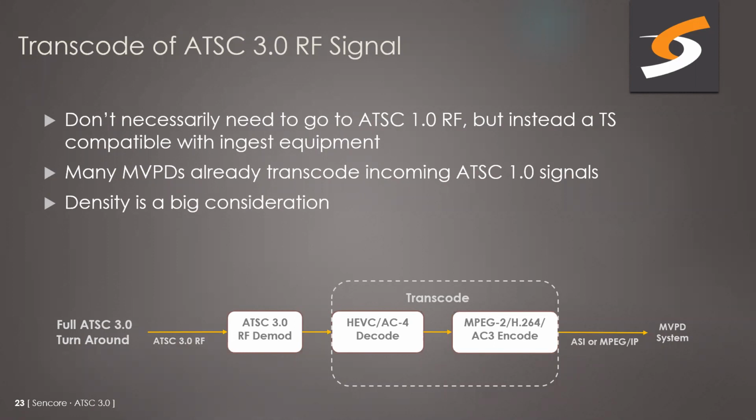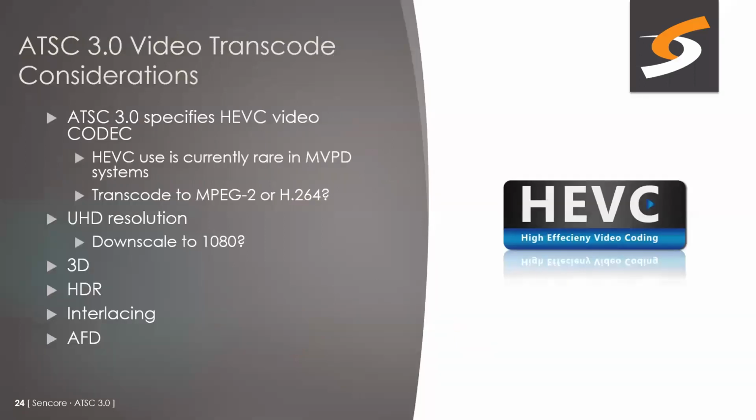Obviously, if an MVPD is already transcoding, that would be less of a problem than if they're not transcoding. But certainly density is a big consideration here, right? Every single service would need a transcoder dedicated to it to be able to do this kind of processing. Transcoders are not inexpensive, certainly, and take a lot of horsepower and processing to do their work. So this is the third scenario we talk about.